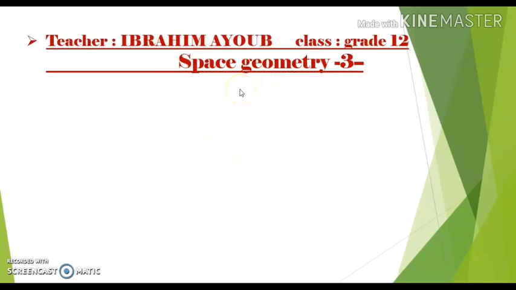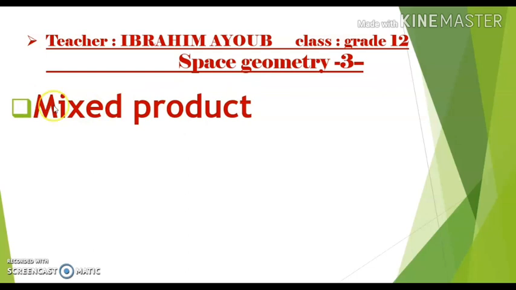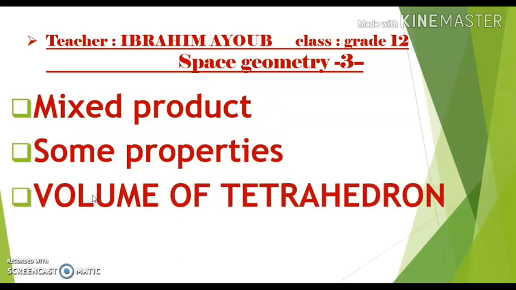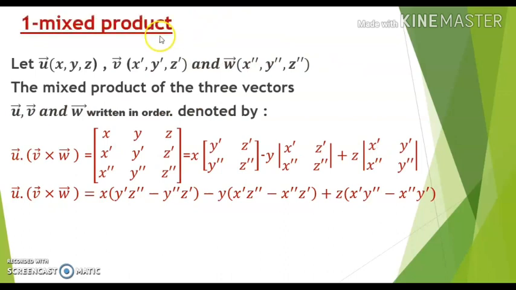Dear grade 12 student, today we are going to talk about the third part of our new lesson, space geometry. The objective of this video is to know the mixed product and some properties about this product, and to know how we can calculate the volume of a tetrahedron. Let's start with the mixed product.